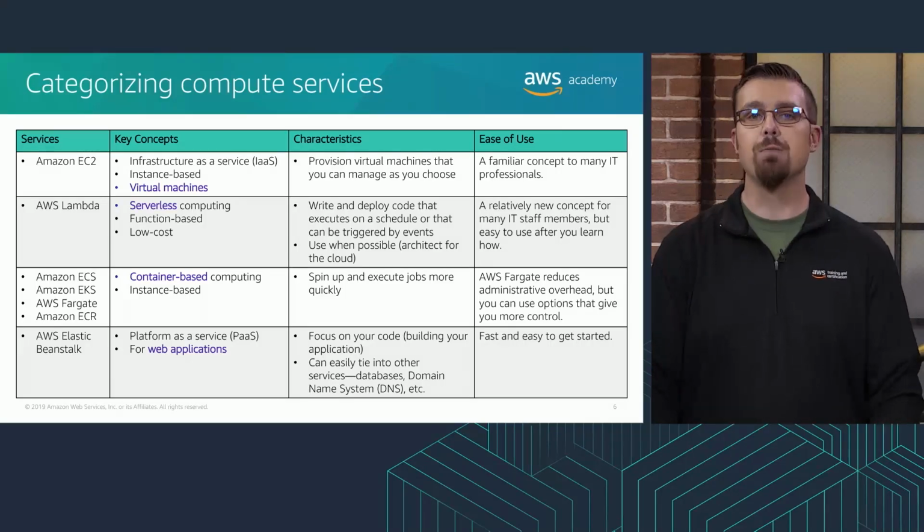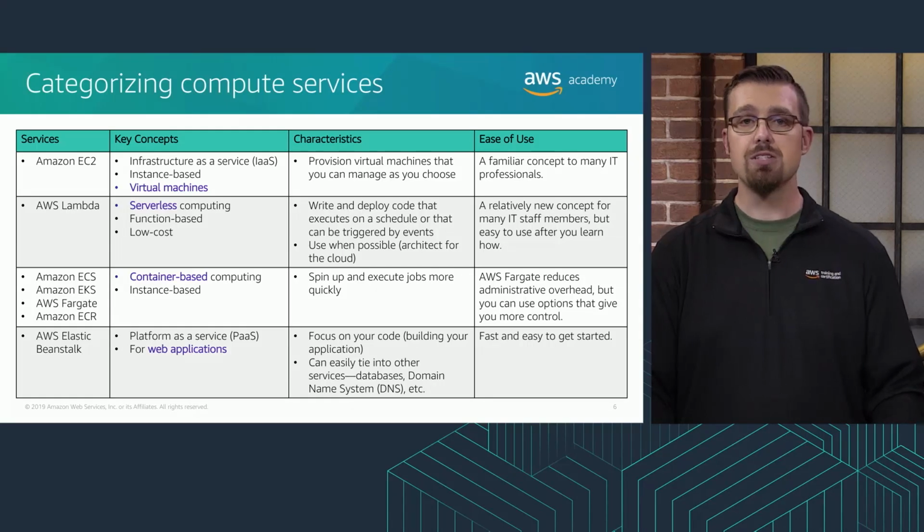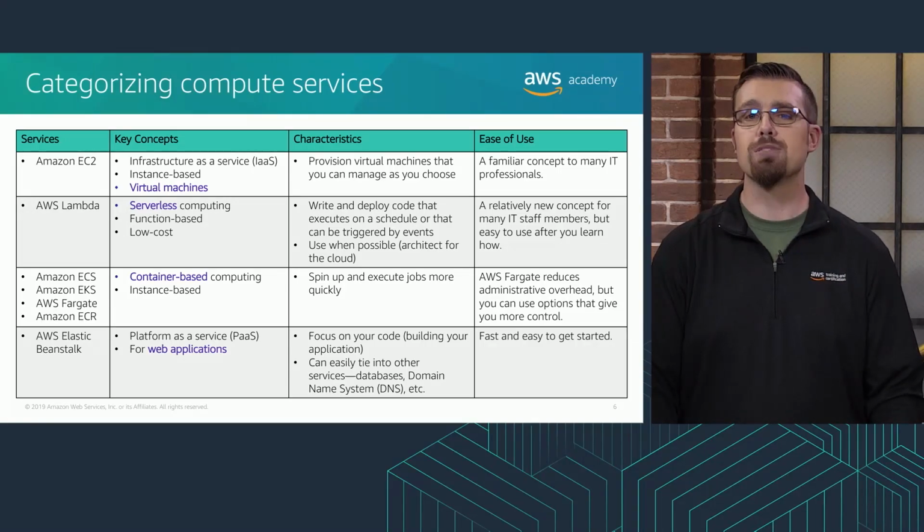In the third category, we have container-based services, including Amazon Elastic Container Service, Amazon Elastic Kubernetes Service, AWS Fargate, and Amazon Elastic Container Registry. Containers are provisioned more quickly than virtual machines due to abstracting the operating system from the provisioning process. Container-based solutions continue to grow in popularity. Finally, in the fourth category, we have AWS Elastic Beanstalk, which is considered a platform as a service for web applications. AWS Elastic Beanstalk facilitates quick deployment by providing all the application services that you need.